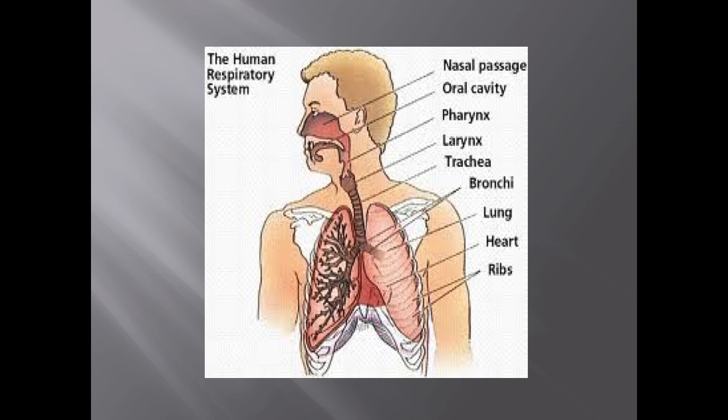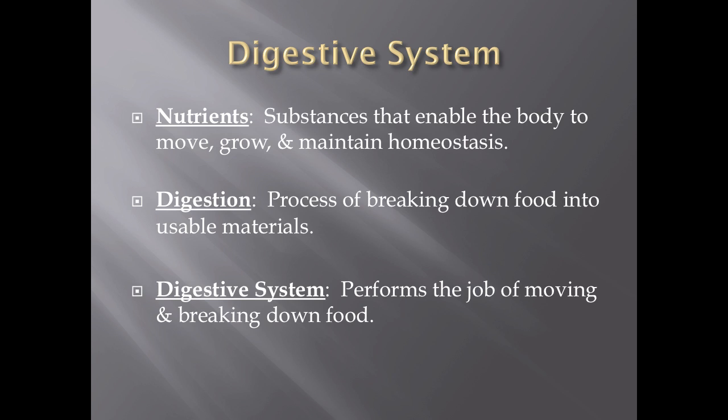Again, this is a picture of the respiratory system. The digestive system. Nutrients are substances that enable the body to move, grow, and maintain homeostasis. Digestion is a process of breaking down food into usable materials. The digestive system performs the job of moving and breaking down food.